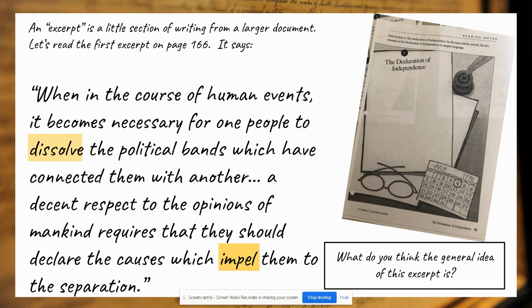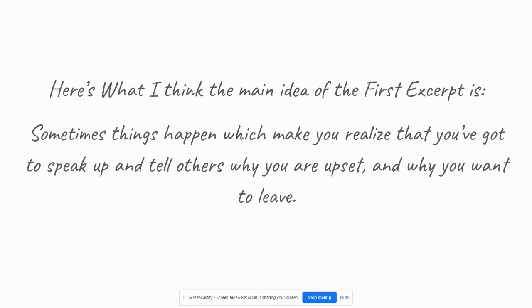It says, when in the course of human events it becomes necessary for one people to dissolve the political bands which have connected them with another, a decent respect to the opinions of mankind requires that they should declare the causes which impel them to separation. So this sounds very confusing, and I did some of the work myself for what I think the general idea of this excerpt is. So why don't you think about it for just a second? And then I'm going to share.